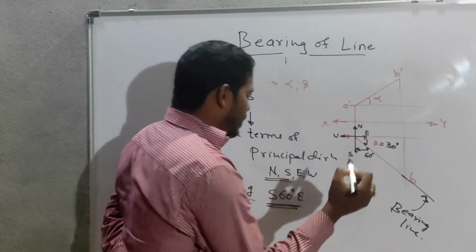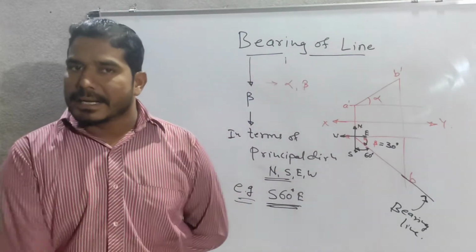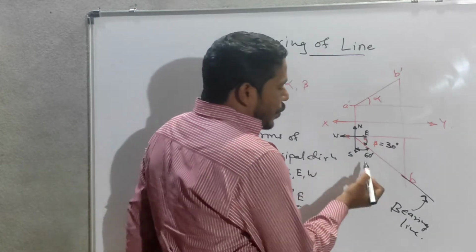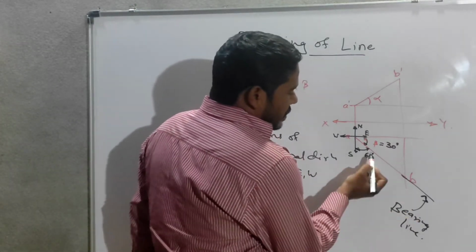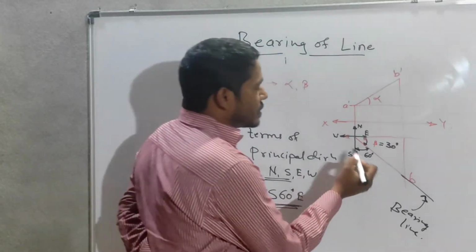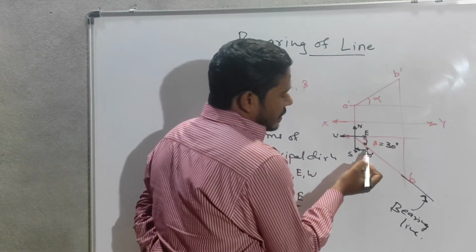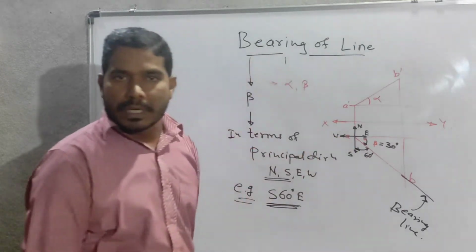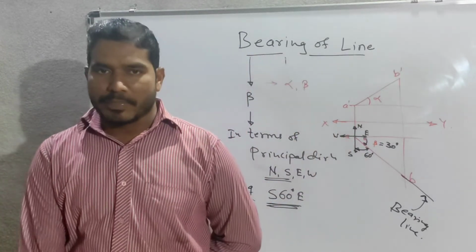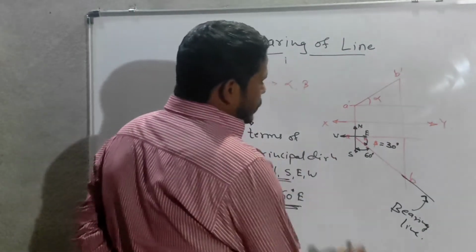This bearing line is making a 60-degree angle with respect to the vertical direction, that means the south. One thing we also have to remember: the bearing always makes an angle with respect to the vertical direction. It can make the angle either with respect to the south or with respect to the north.